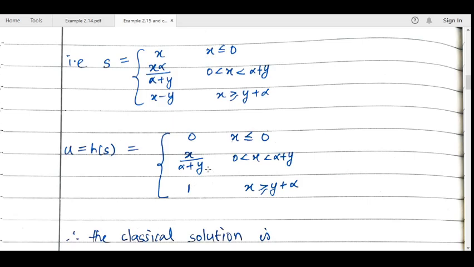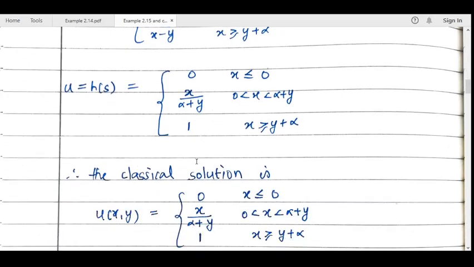Now the second term is x by alpha. So when I do this, alpha will get cancelled. So it is x by alpha plus y for 0 less than x less than alpha plus y. And the third one is 1 for x greater than or equal to y plus alpha. So we got u explicitly. So we expect that this is our classical solution.